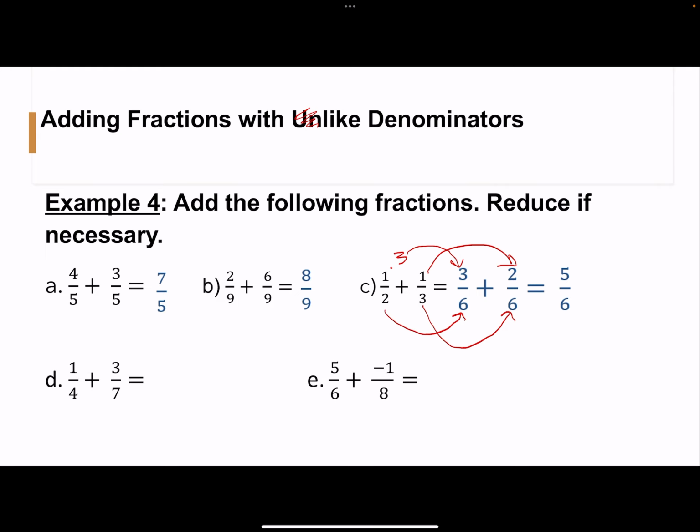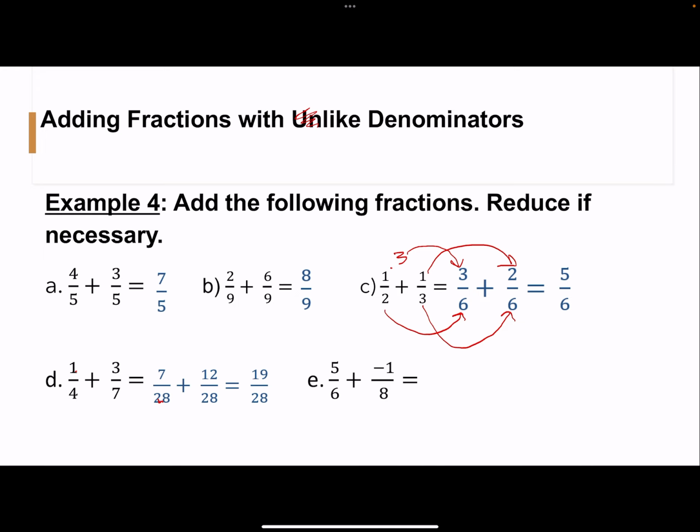All right, so let's look at D. D, we have 1/4 and 1/7. The first multiplication fact that they have in common is 28. 4 goes into 28 7 times. 7 times 1 is 7. 7 goes into 28 4 times. 4 times 3 is 12. So 7 plus 12 is 19/28. Again, I cannot reduce 19 over 28, so I'm done.